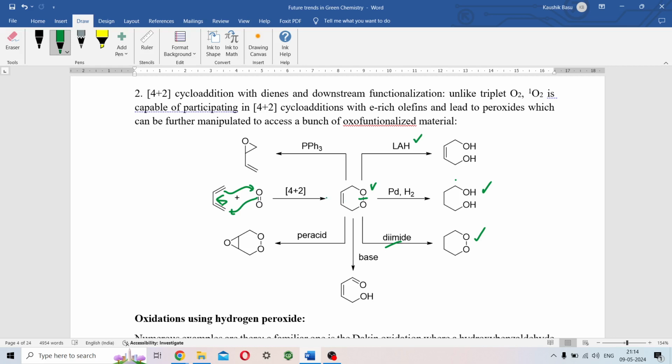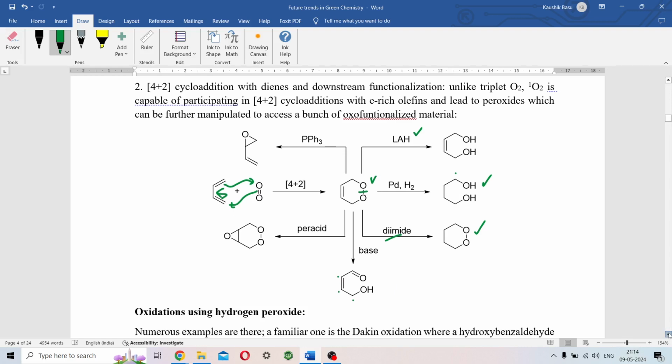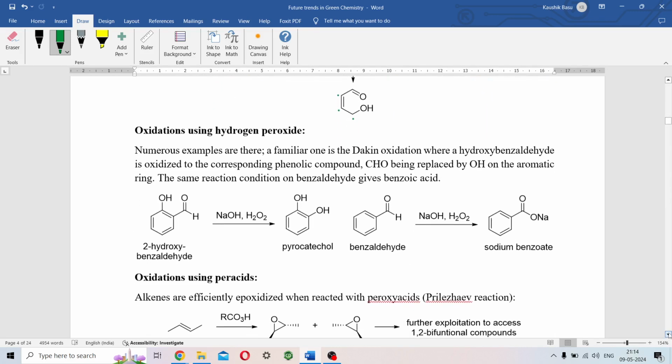If you are going to treat this thing with a peracid, then an epoxidation reaction will take place with 3 oxygen atoms placed in this molecule. Treat this with triphenylphosphine so that you can get rid of the peroxo linkage, forming an epoxide, and the double bond shifts. And also, if you treat this thing with a base, then this will give you an alpha beta unsaturated gamma hydroxy aldehyde, which is a valuable starting material for many different downstream chemicals. Okay, so the next thing is hydrogen peroxide.